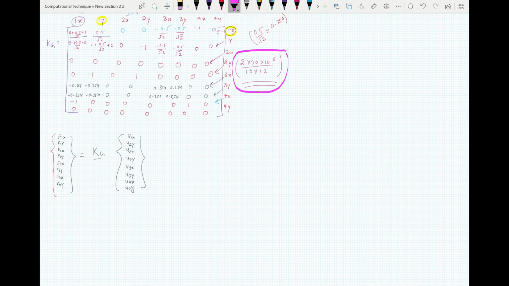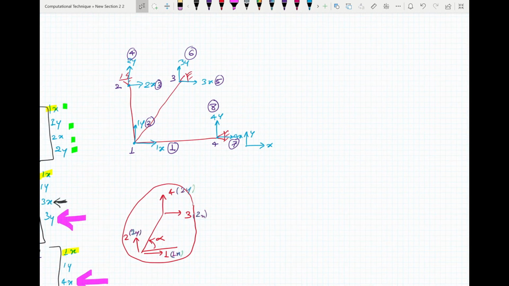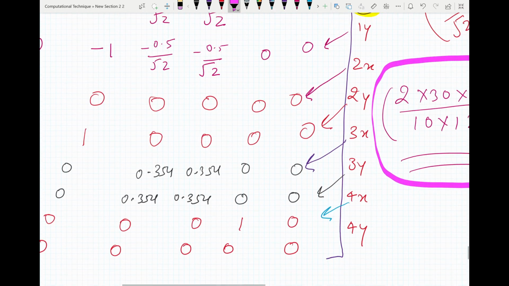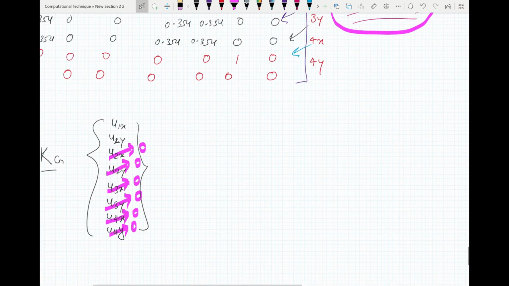Now here you have to put the boundary conditions. You can see here that our 2x and 2y at this point, 3x and 3y at this point, and 4x and 4y at this point are all 0 because they are constrained to move in those degrees of freedom. Therefore, when you go down here, you put this one, this one, this one, this one, this one, and this one as 0.